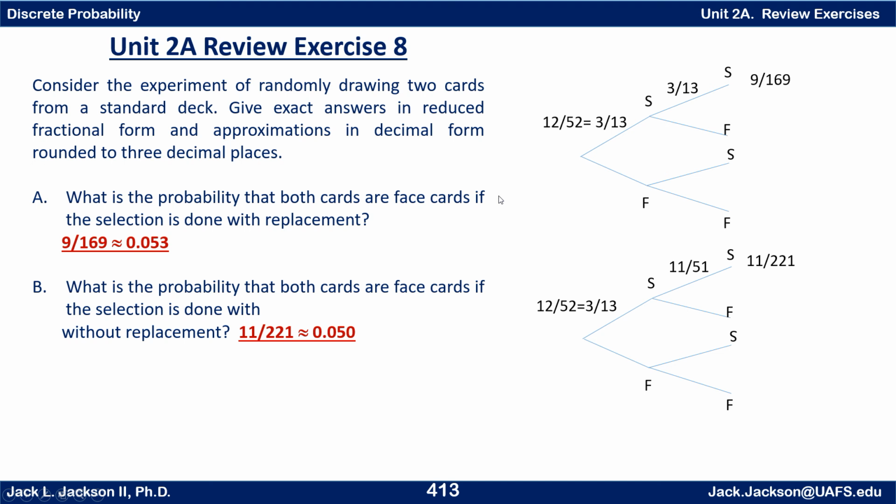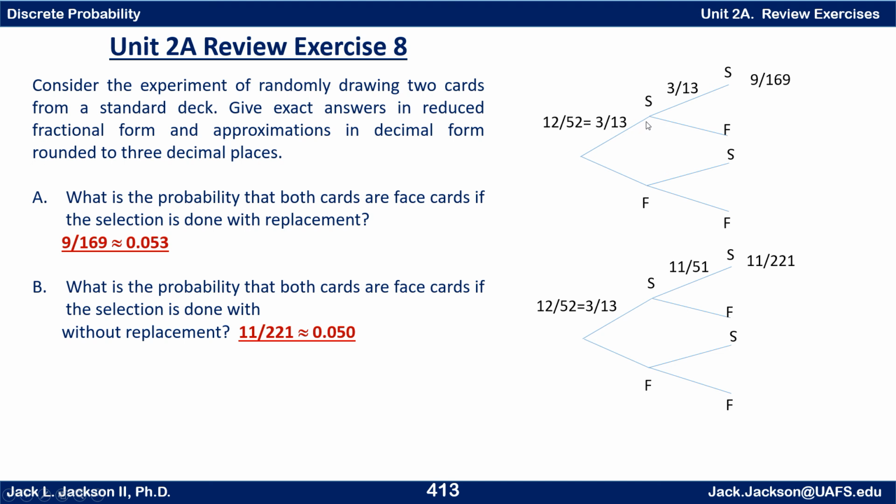Well, there are 52 cards. 12 of them are face cards, so that's 12/52, which reduces to 3/13. That's the probability that you get a success, that you draw a face card the first time. That's the same in both trees.